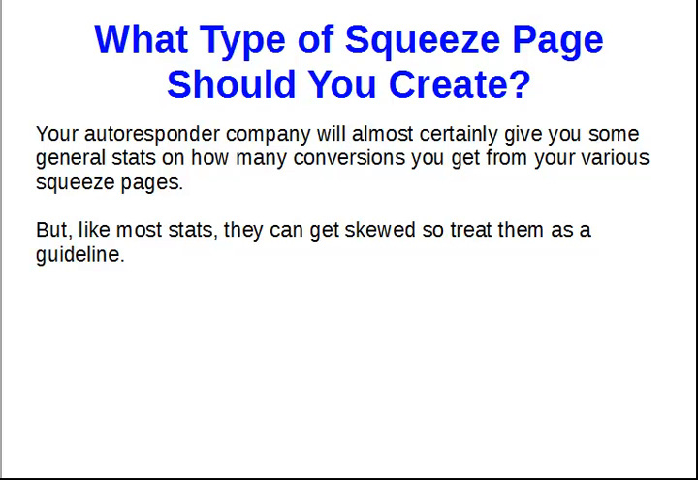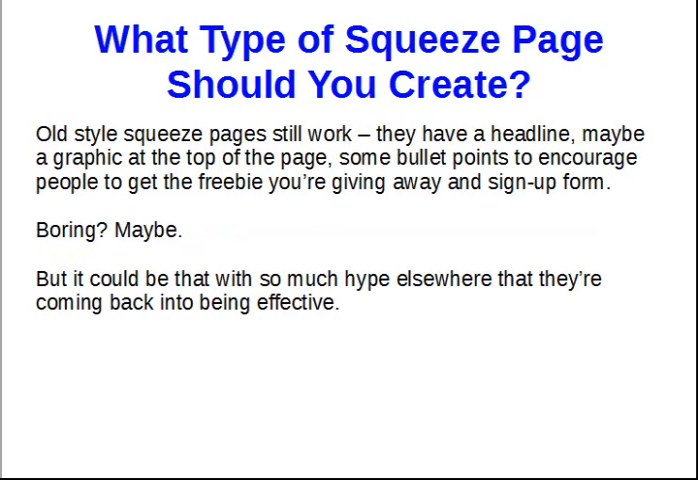And your autoresponder company will almost certainly give you some general stats on how many conversions you get from the various squeeze pages, but like most stats, they can get skewed. So treat them as a guideline. For instance, if you're forever sending people to a page, it'll count as a view each time, but people will only sign up once, if at all.